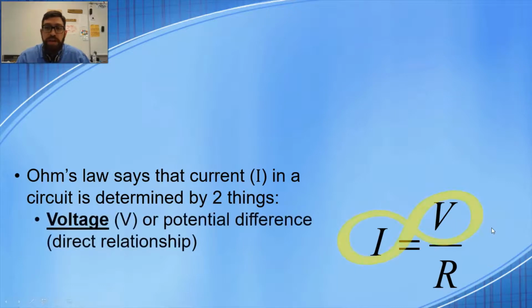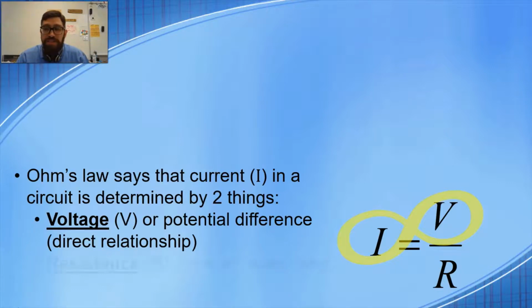Voltage is one, and voltage is directly related to current. And remember, another word for voltage is potential difference. So this is a direct relationship. That means the greater the voltage, the greater the current. If we have a bigger voltage, a bigger potential difference, that means we're going to have a higher current, a bigger flow of electricity.